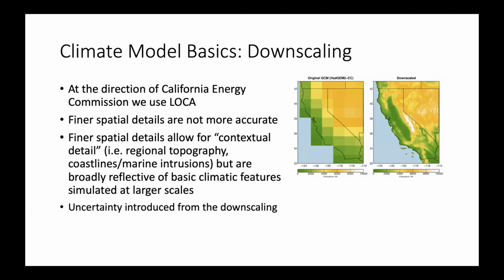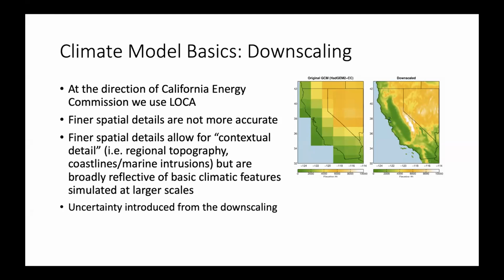This LOCA approach, which is done by the good folks at Scripps, Dave Pierce and Dan Cayan, provides us with a lot of fine-scale spatial details or contextual details, such as local topography, and your particular local region's influence from the ocean and other mitigating factors. But even though it does provide some context, we can't say that these downscaled finer spatial details are any more accurate. If the climate model that is forcing the downscaled model is poor, the downscaling will be poor too. It will just be showing local features of the poor simulation.